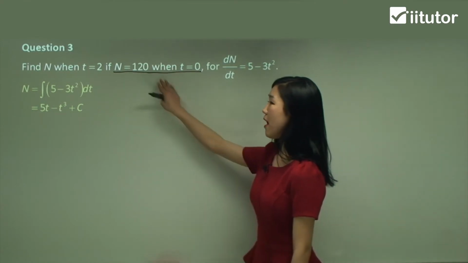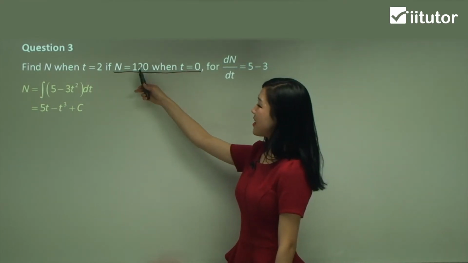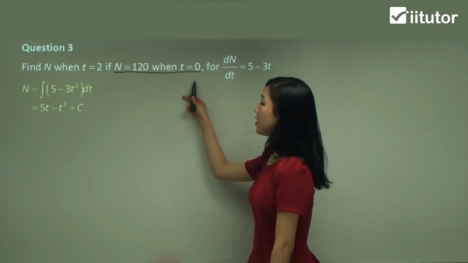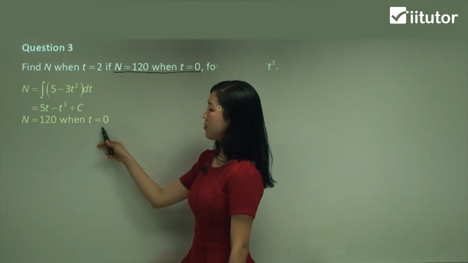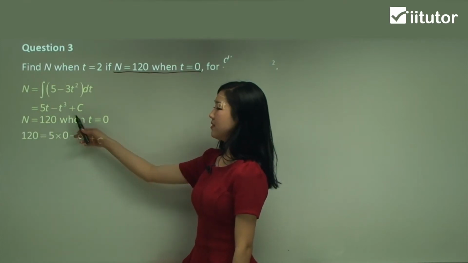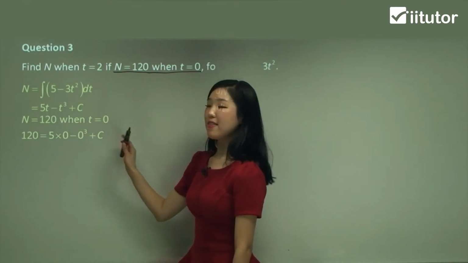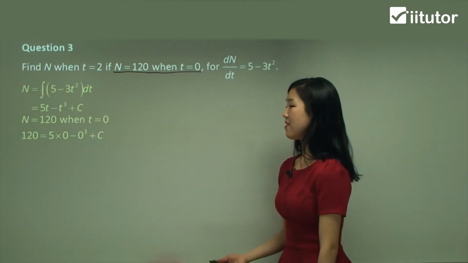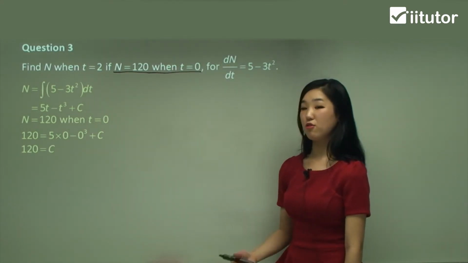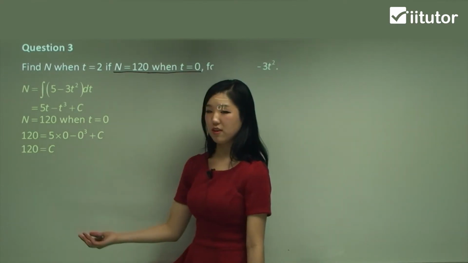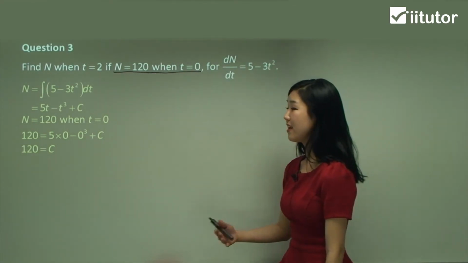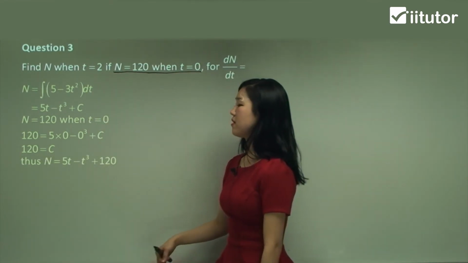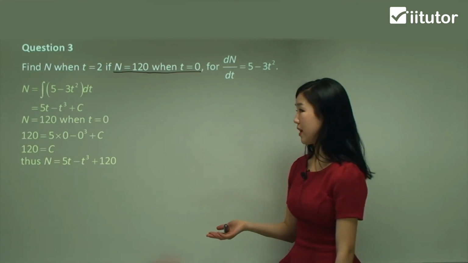So now I'm going to apply the clue that they give us. They tell us that n equals 120 when t equals 0. So sub that in. Sub in t equals 0, and that's going to be 120. Okay? And then you can solve for c. c should become 120 because these are all zeros. So c is just 120. We found c, sub it back into here. So n is going to be 5t minus t cubed plus 120.